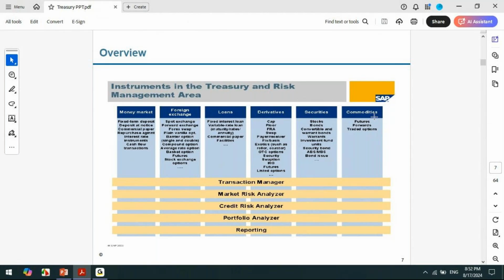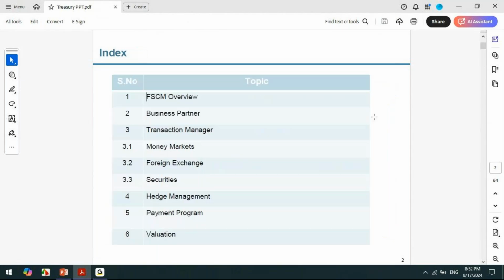Now let's talk about the risk management part of it. When you talk about risk management, we have the market risk analyzer, credit risk analyzer, portfolio analyzer, and reporting. All these things make the entire S/4HANA solution complete. It's not only about the financial instruments, but also what the risks are. These risk management tools are associated with the treasury management modules.